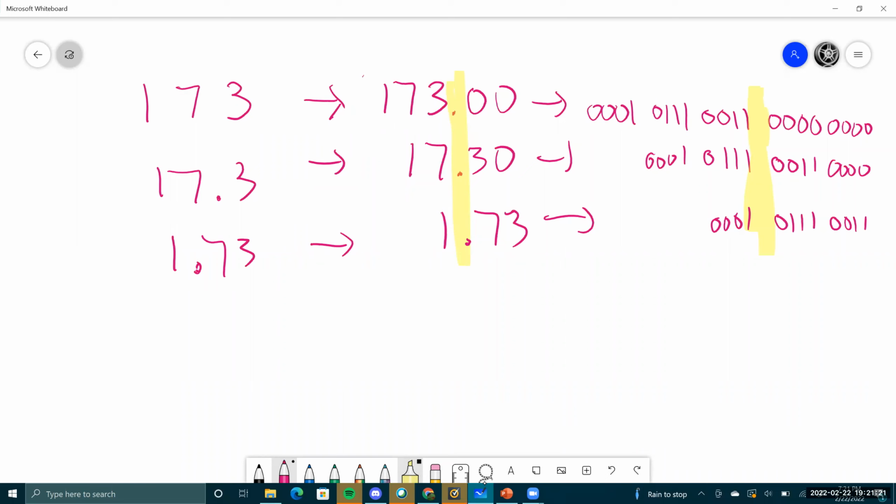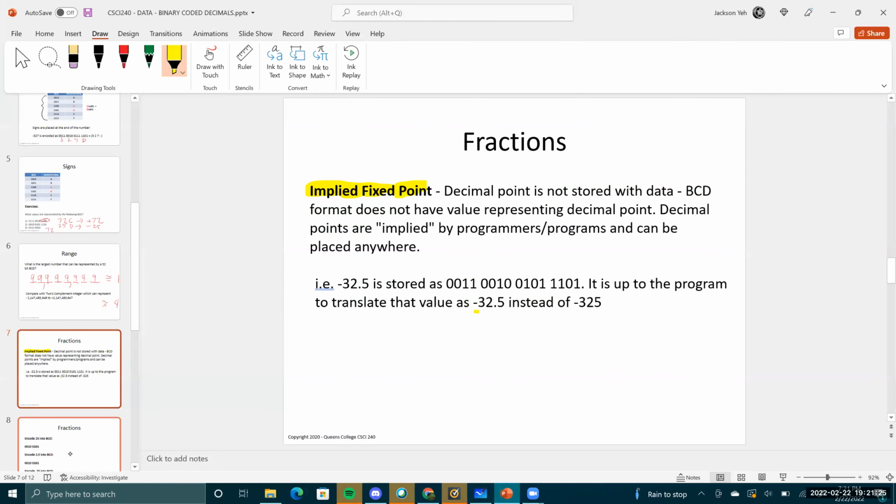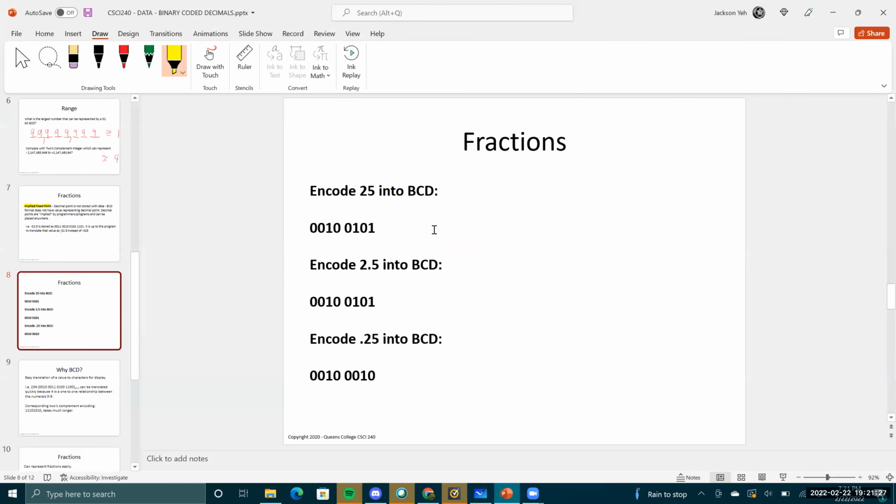Okay, so let's quickly do an exercise. Here we have 3 examples. Encode 25 into BCD, 2.5 into BCD, and 0.25. Assuming that I'm trying to have an implied fixed point of 2 decimal places, change this binary code or BCD code to reflect how this would be encoded.